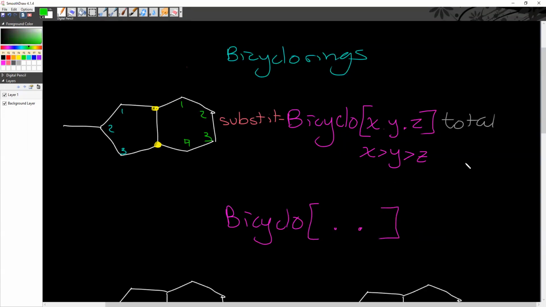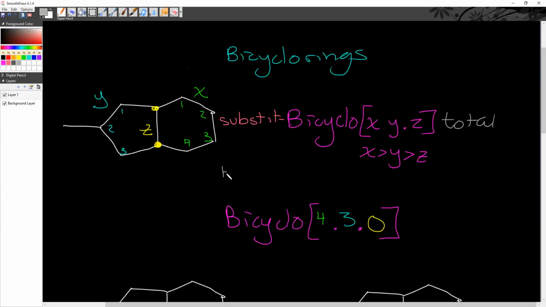And so remember that these are always put in order of largest to smallest. So here, this is a larger ring size, so this is going to be X. This is going to be the smaller ring size, so it's going to be Y. And then this bridge in between is going to be labeled Z. Why? Because it's 4, 3, and then 0. So we have 4, 3, and 0.